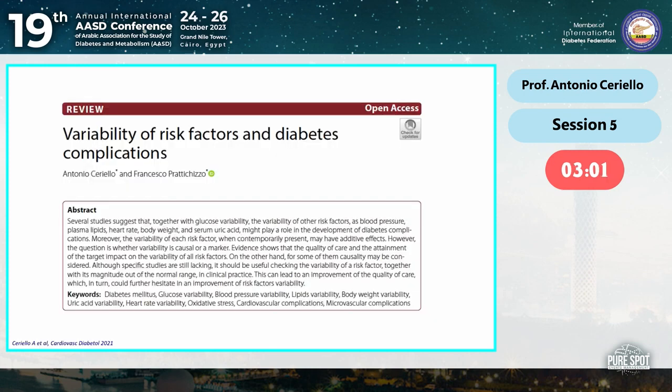But we know today that many risk factors are going up and down in humans, particularly in diabetes, because in one patient you may not only have weight variability, but at the same time glucose variability. I think you know this is a very strong topic today. But you may also have lipid variability, blood pressure variability. So what happens when all these variabilities are combined in the same person? This is something clinically very relevant.